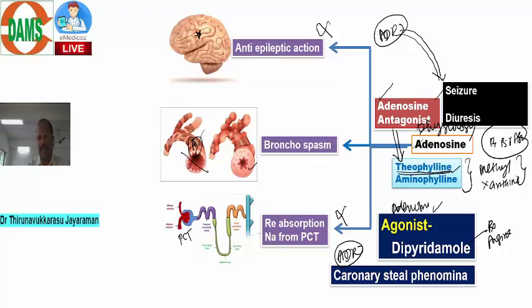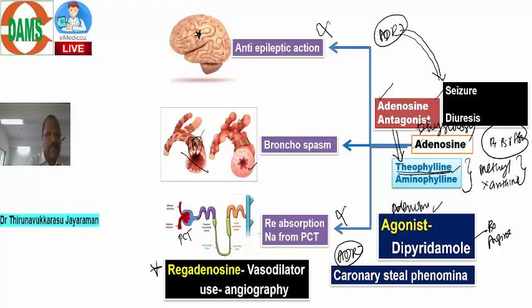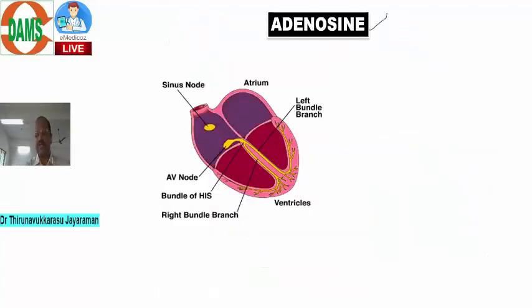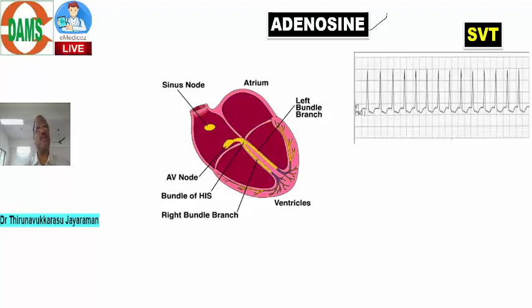Here one extra point. We have one drug called adenosine, a very short acting drug having vasodilatory action, useful in angiography to dilate the blood vessel. And last question regarding adenosine. Adenosine is used as the drug of choice for treatment of supraventricular tachycardia. So, we have adenosine as an injection useful for treatment of supraventricular tachycardia.